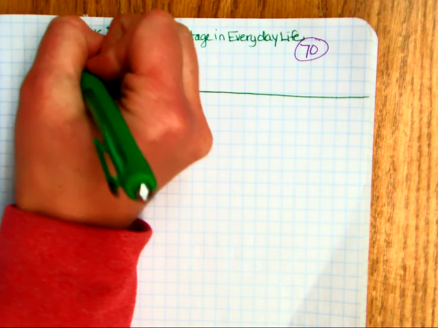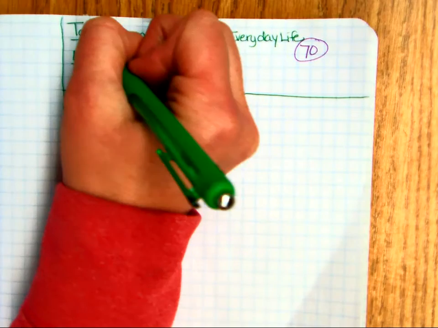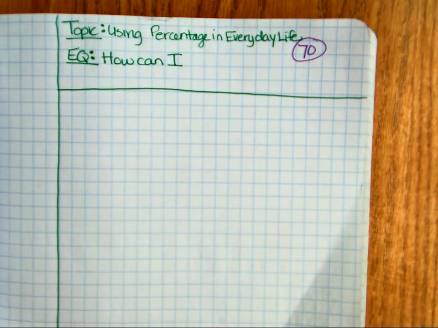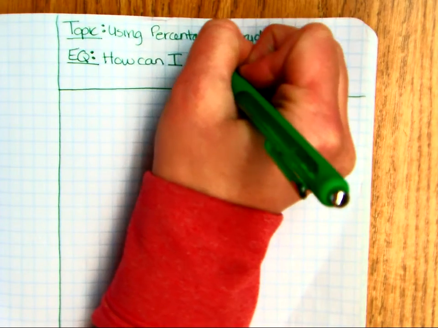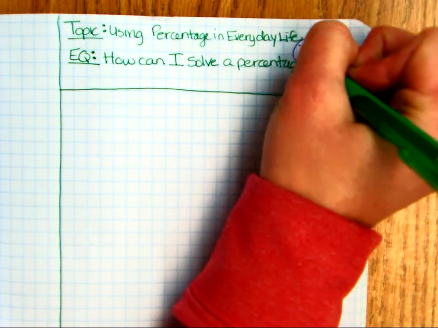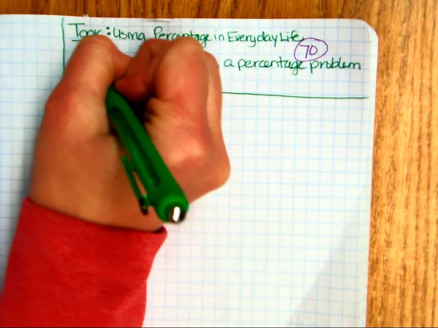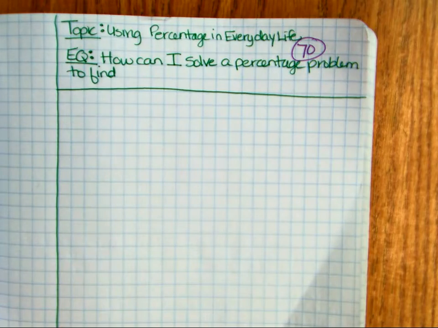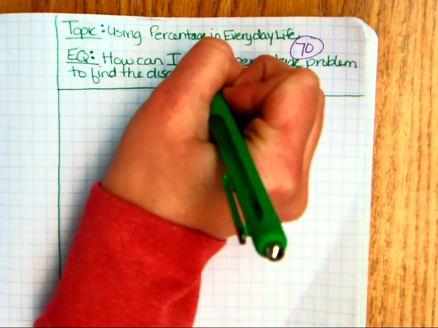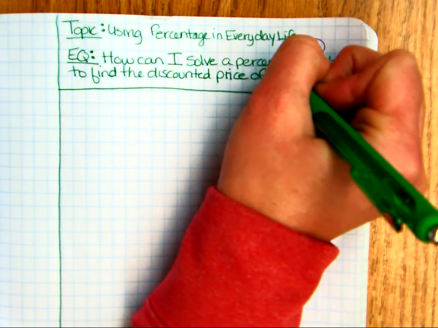And your essential question for these set of notes is, how can I solve a percentage problem to find the discounted price of an item?